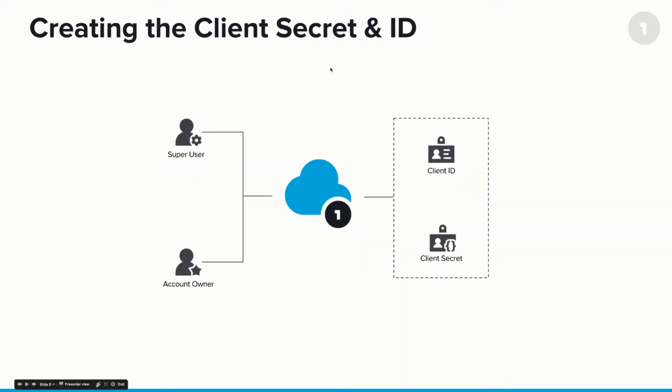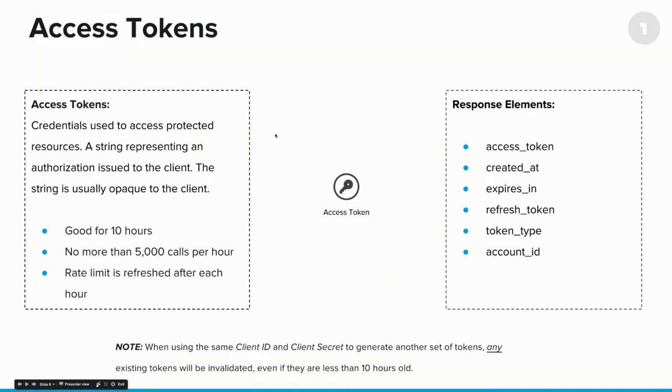So, creating the client secret and client ID. Only 2 users within OneLogin have permission to create a client ID and client secret. That's either a super user or the account owner. Now, client ID and client secret do not actually allow you access to the various API endpoints. Whenever you access an endpoint, this requires an access token. This is part of the OAuth 2 spec.